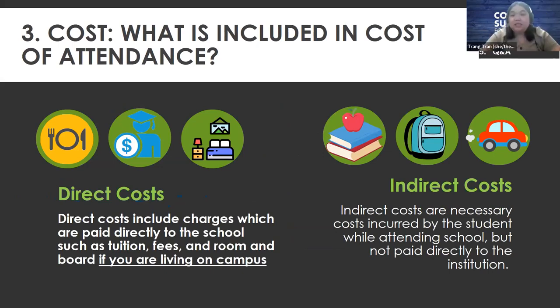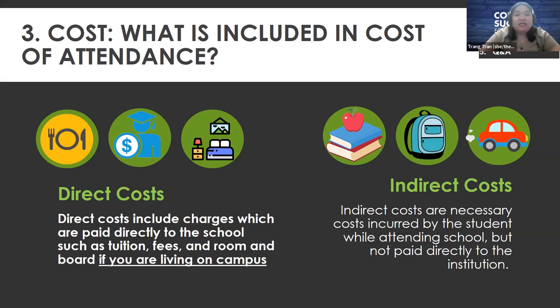All right, so the next key terms we want to review are direct costs and indirect costs. So let's define each group and talk about why they're important. First, direct costs include charges that are paid directly to the school, such as tuition and fees, room and board, if the student is living on campus. So that's essentially the bill that the student will receive from the school, the college or university.